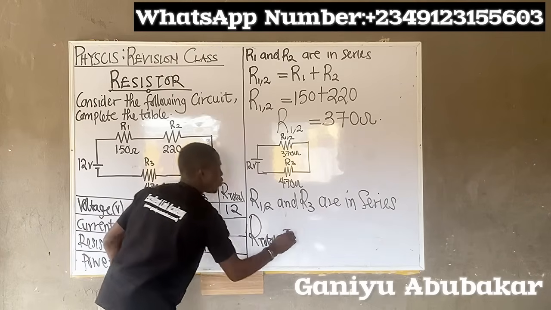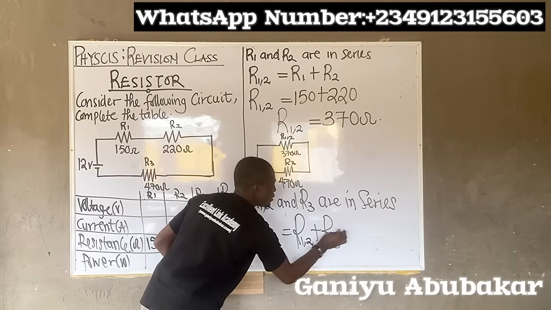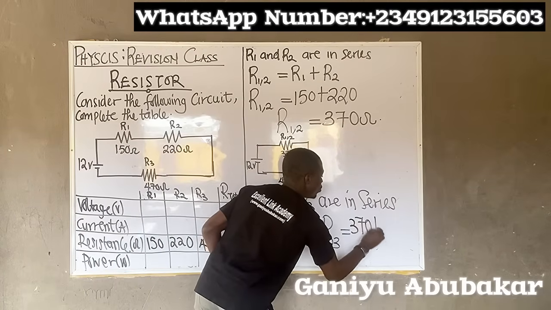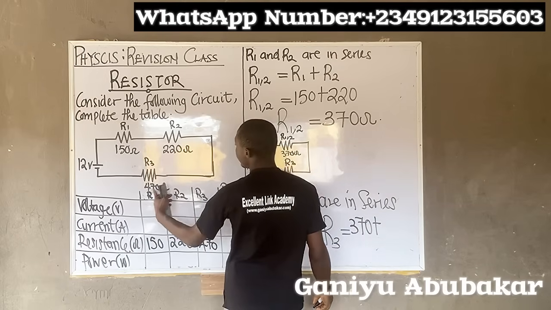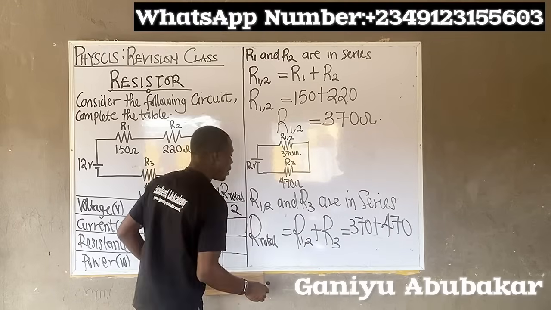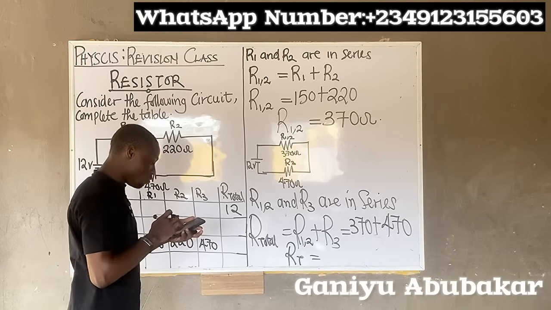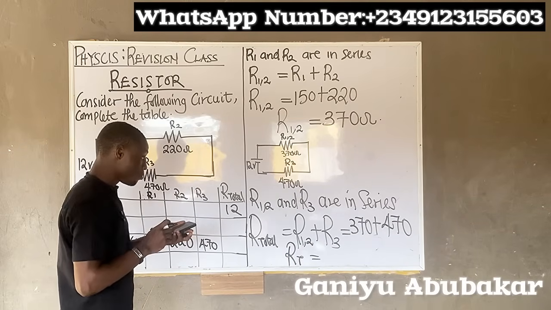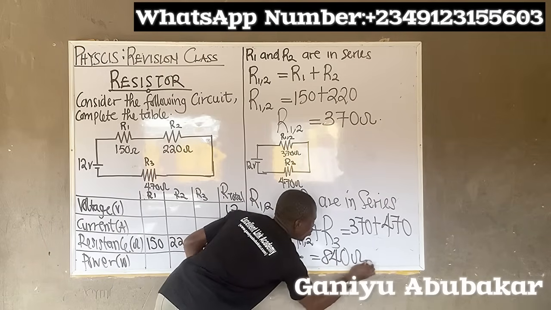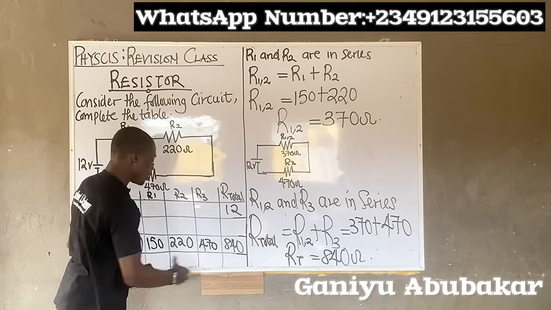is equal to R12 plus R3. What's R12? That's 370. So that's 370 plus R3, which is of course 470 ohms. Combining this together, my R equivalent or R total is equal to 370 plus 470. I have 840. So I have 840 ohms. So my R total is 840. All right, I've gotten my R total.